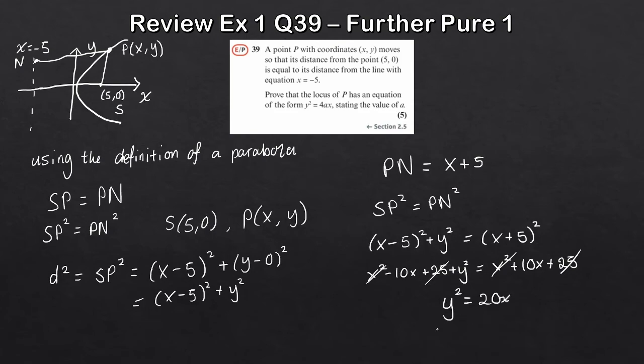And notice now we do have it in the required form, okay? So that's y squared equals 4ax, so 4a is equal to 20, so in our case, a must be 20 divided by 4 to give us 5. Okay, so we have it in the required form.